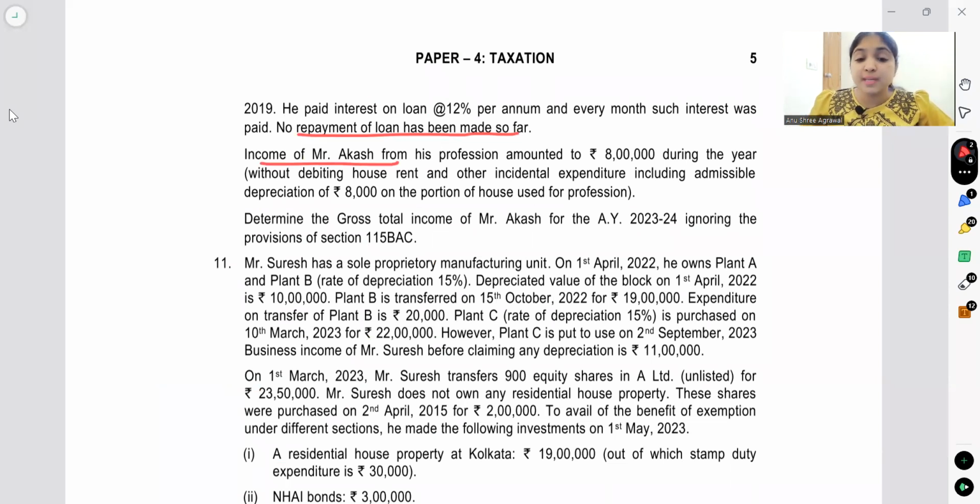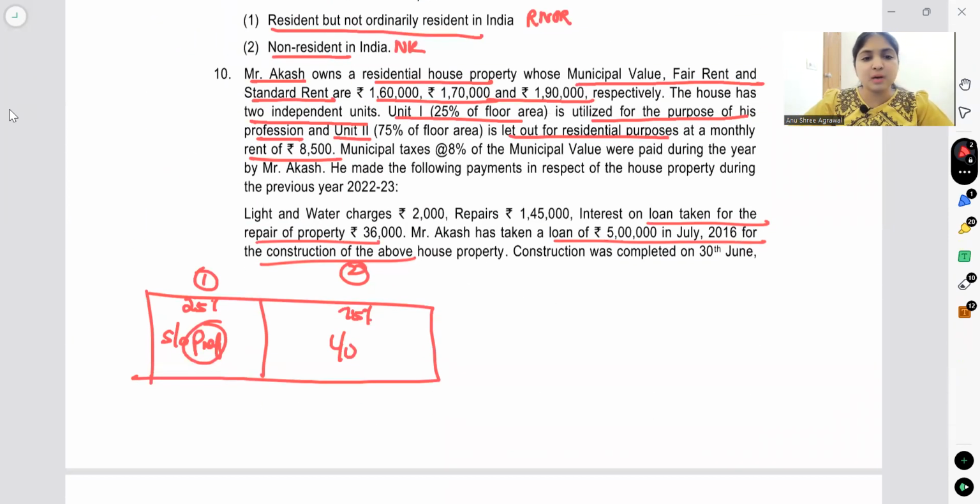Income of Mr. Akash from his profession amounted to 8 lakh during the year without debiting house rent and other incidental expenditure, including admissible depreciation of 8,000 on the portion of the house used for profession. What are they asking us? Determine GTI of Mr. Akash, ignoring the provisions of section 115BAC. Let's begin. Let us work this out.